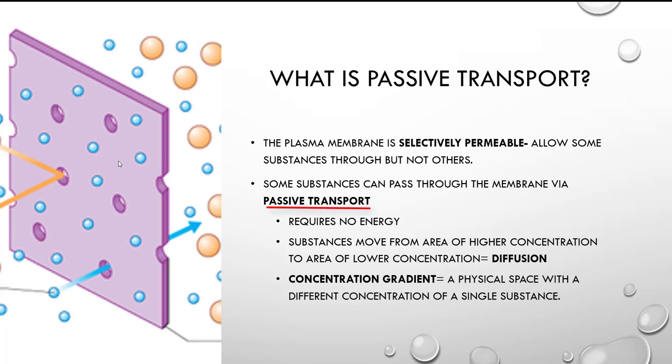So passive transport doesn't require any energy. These substances can just move through very easily. And the way they do that is through something called diffusion. So what is diffusion? Diffusion is the ability for substances to move from an area of high concentration to an area of low concentration.